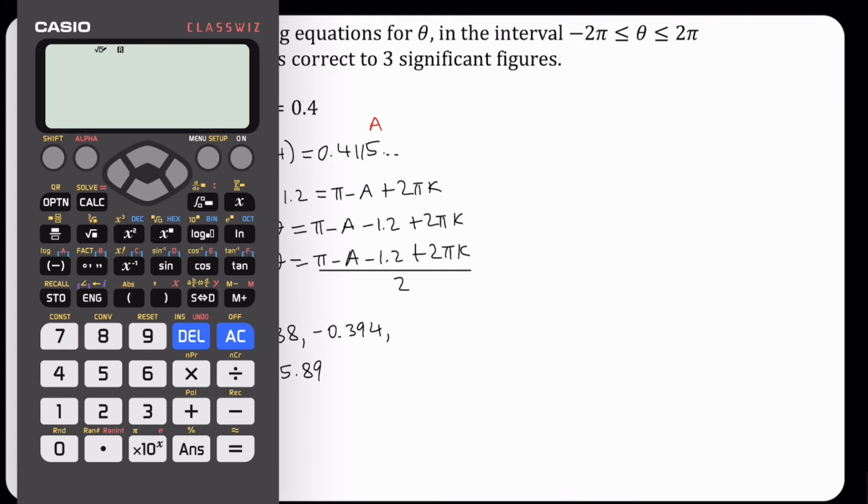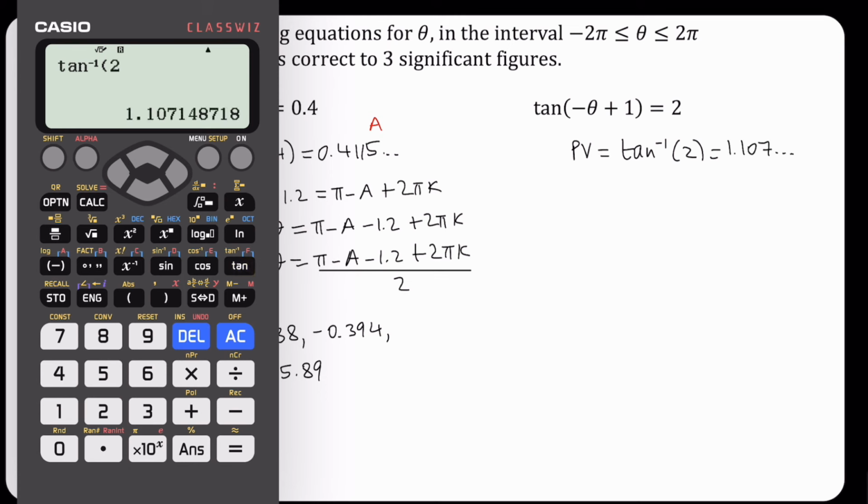A second example, we'll be looking at tan(minus theta + 1) = 2. So we will start as always by finding the PV. So the PV is shift tan of 2. We are in radian mode, so shift tan of 2 gives an answer of 1.107... which I will store on B. So let me write a B here for me to remember. And on my calculator, I press the STO button and B. So I've just stored this on B.